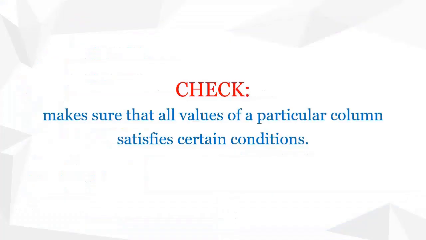The next one is the check constraint. This constraint makes sure that all the values under a particular column satisfy certain conditions. That is, if you provide a check constraint with certain conditions to a particular column, then all the records of that column must match the conditions. If you provide any value without matching the conditions, then the interpreter will return an error message. So let us quickly check how this constraint works.